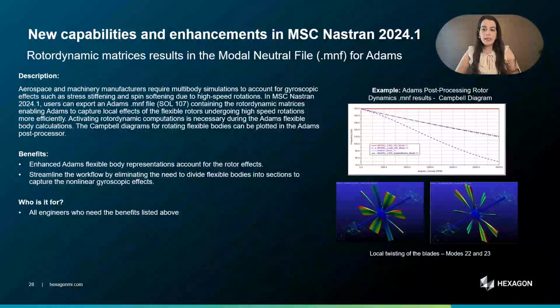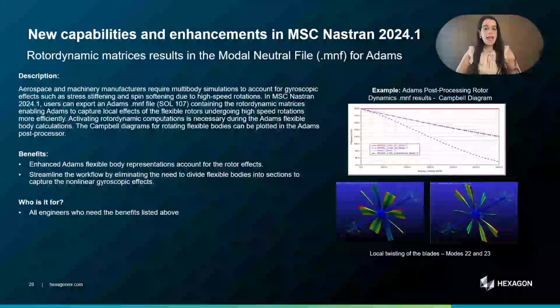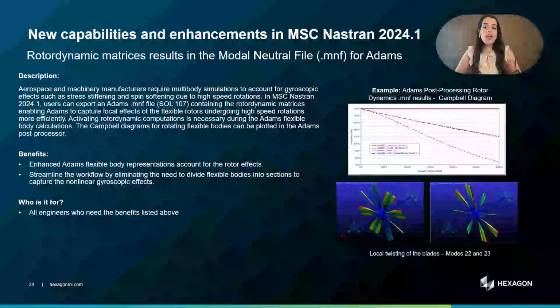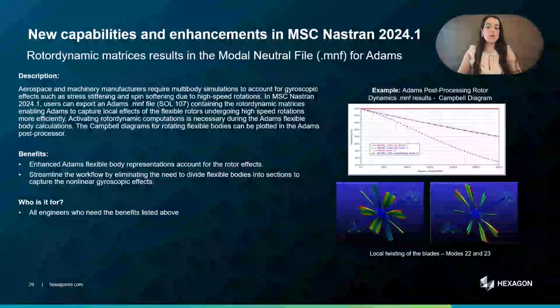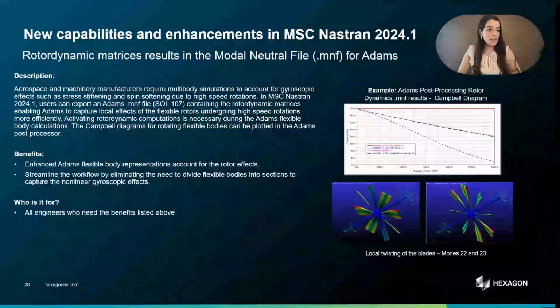The Campbell diagrams for rotating flexible bodies can be plotted in the Adams post-processor, enhancing flexible body representations and streamlining the workflow by eliminating the need to divide flexible bodies into sections to capture nonlinear gyroscopic effects.